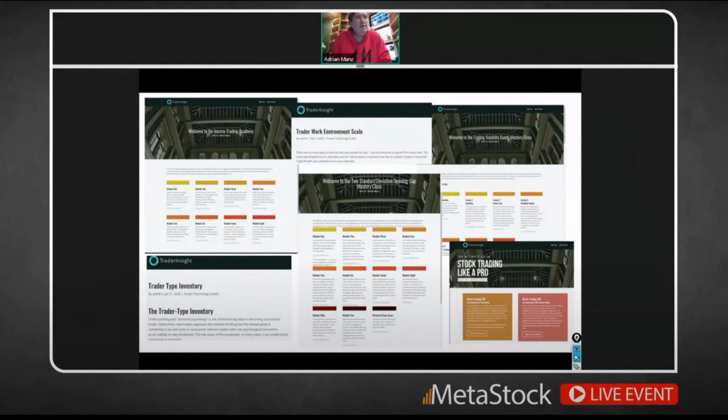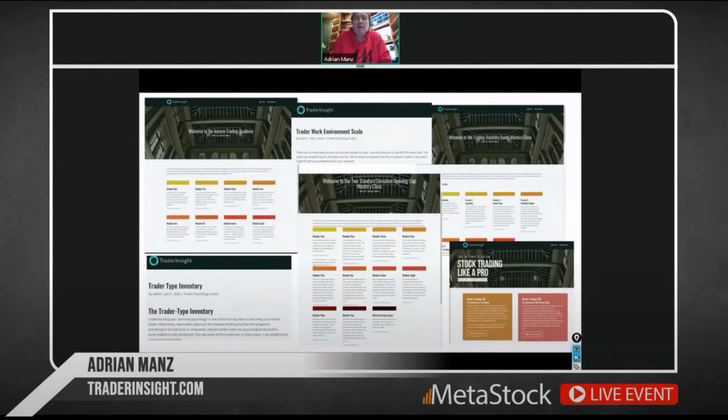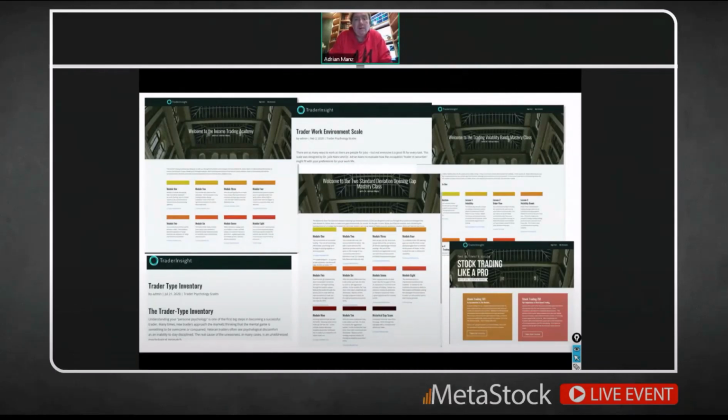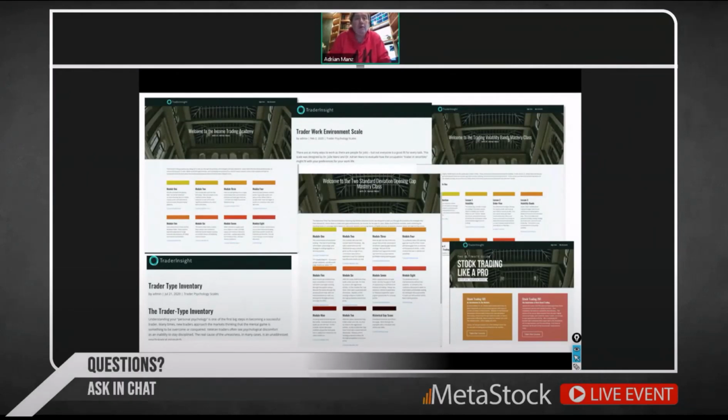We usually do it in Miami Beach because it's not very easy to do things here in Los Angeles because of the time zone and everything. And then they work their way through. You can see there's a Trader Work Environment Scale and a Trader Type Inventory that are available on our site. If you're interested in taking those, they're free. You just go to traderinsight.com and send Julie or me an email, either julie@traderinsight.com or adrian@traderinsight.com. Let us know you want to take those inventories. Those will give you some insight into how you work and how you do things, and also give you a feel for what's actually suitable for you.